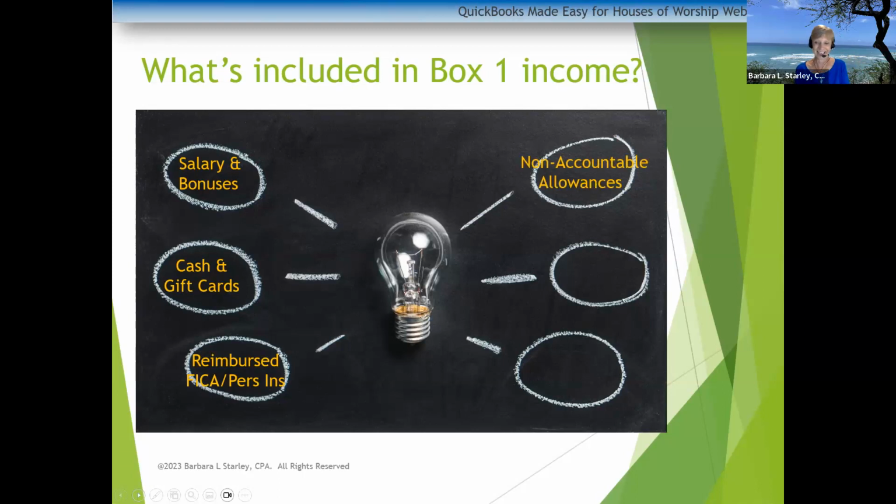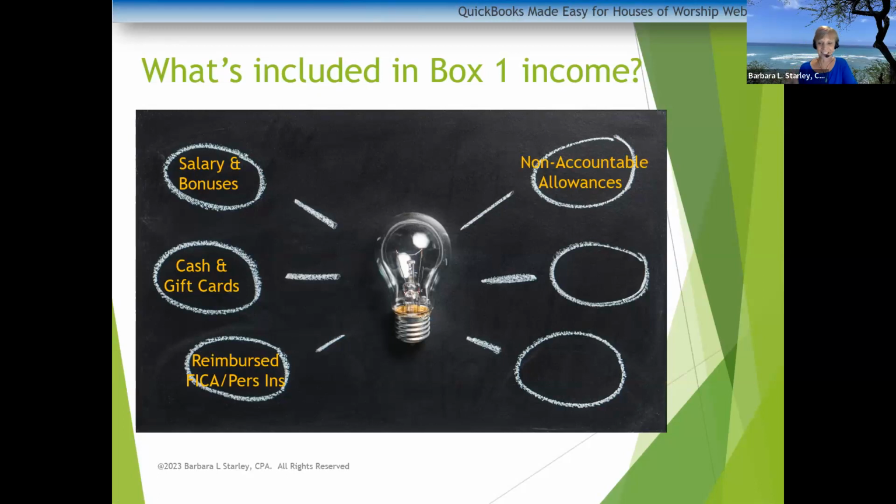Non-accountable allowances. Oh dear. So tell me, what are some non-accountable allowances that you've heard about in your church? Maybe let's talk about that. Anybody? Put it in the chat if you know what a non-accountable allowance is. Auto allowances, yes. Yep. That's one of the main ones.